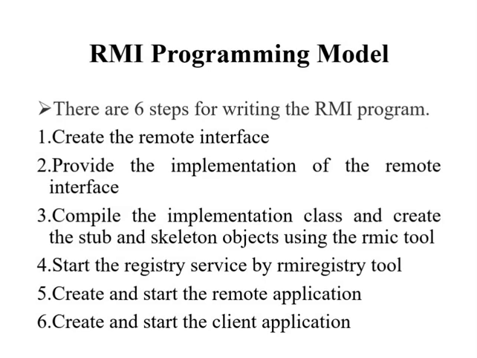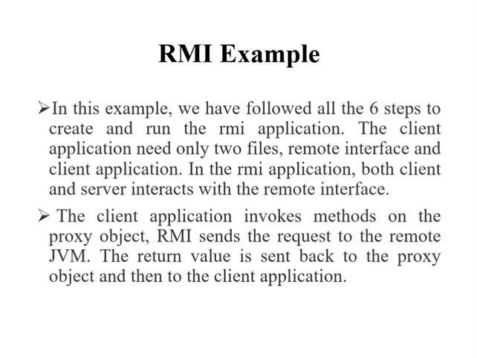The remote interface is used by both the client and the server in the RMI application. The client application calls the proxy object method and RMI forwards the request to the remote JVM. The return value is returned to the proxy object, which is subsequently passed on to the client application. This is all about the RMI programming model. The figure shows the RMI programming model. We have already discussed the working of the RMI model or RMI programming model.